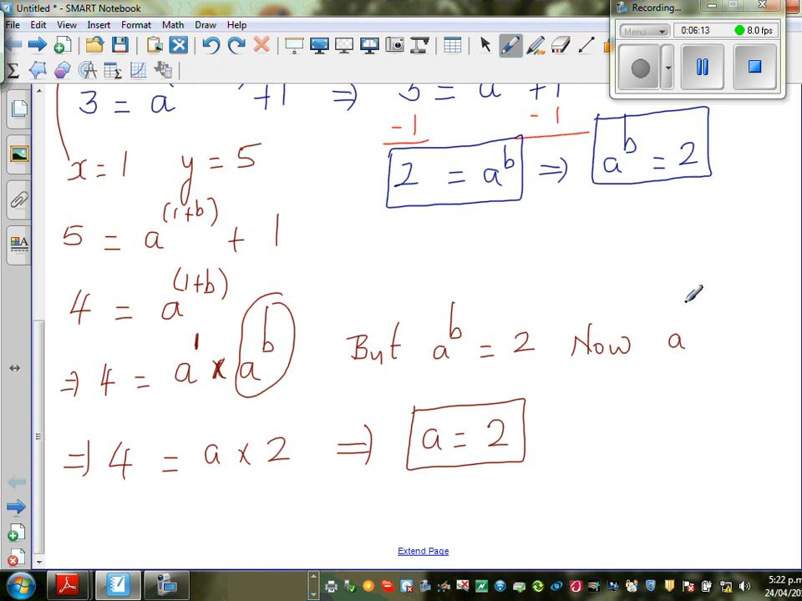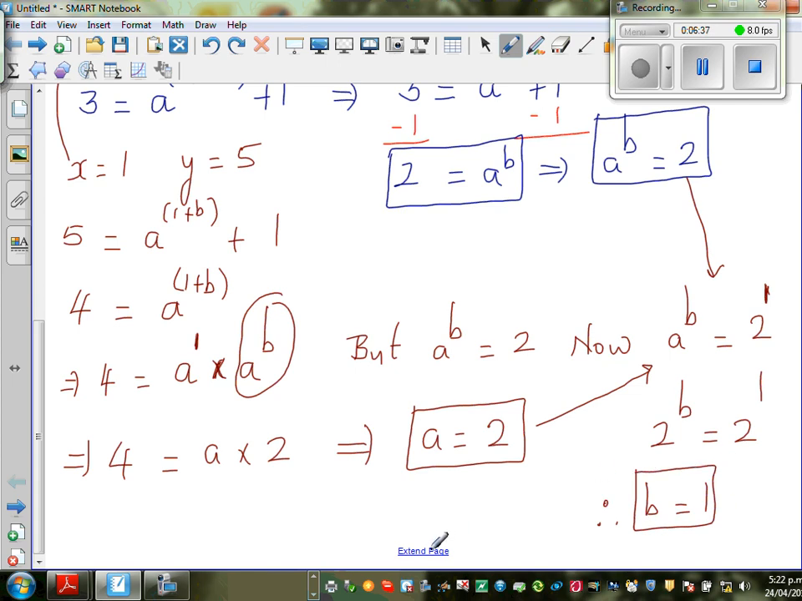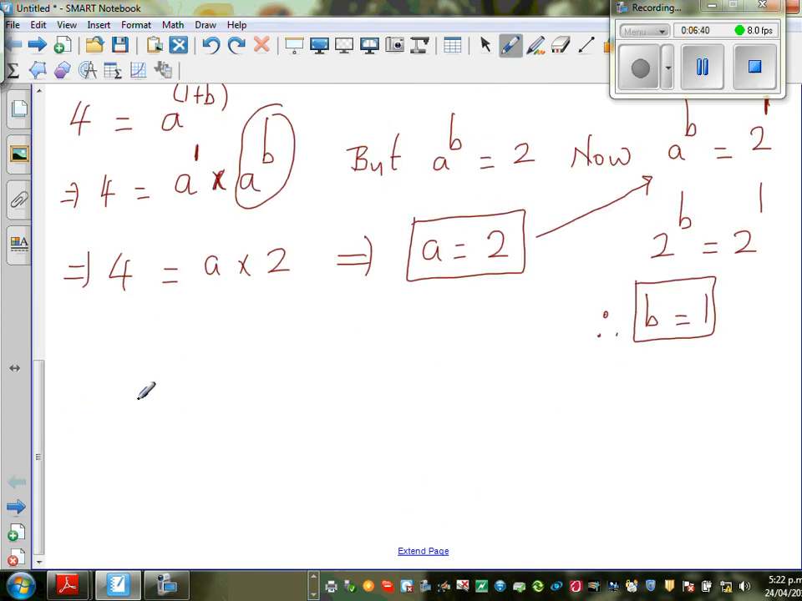Now, it's always good to confirm. a to the power b is 2, and I can write 2 as 2 to the power 1. Now I know a is 2, so 2 to the power b is equal to 2 to the power 1. Therefore, b is equal to 1. It's always good to confirm whether our answer is right on the graphic calculator or even without it. So our equation is y is equal to 2 to the power x plus 1, plus 1. This is a neat equation.